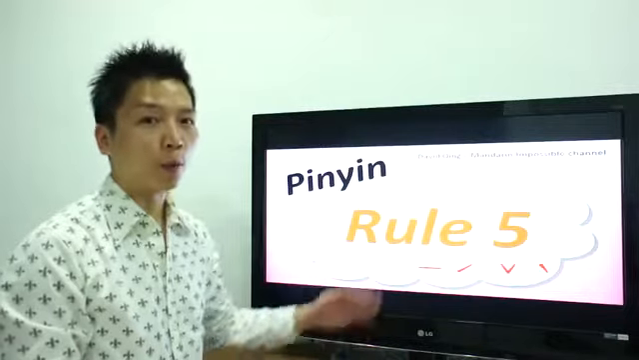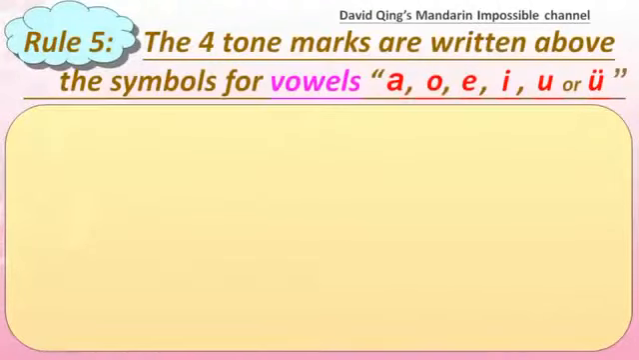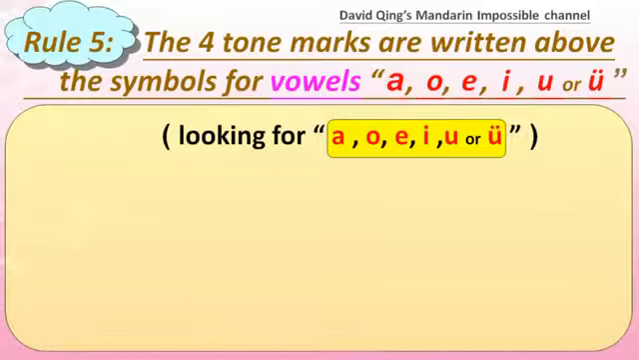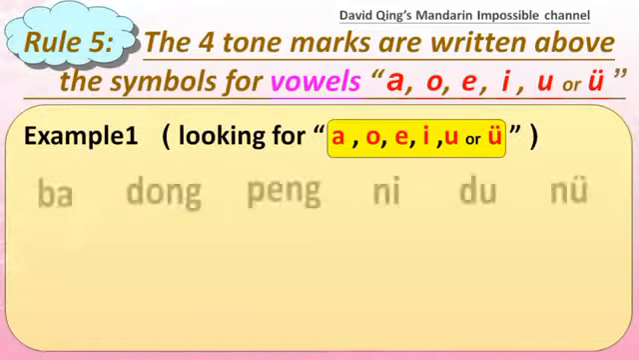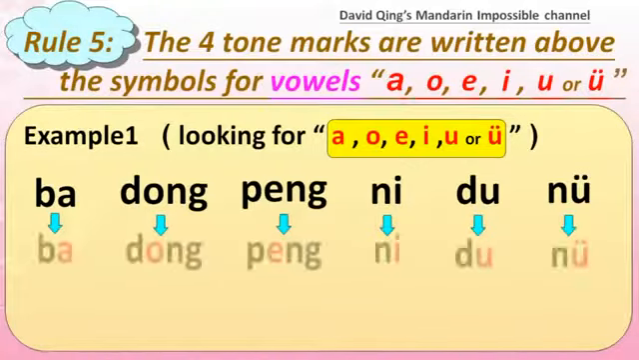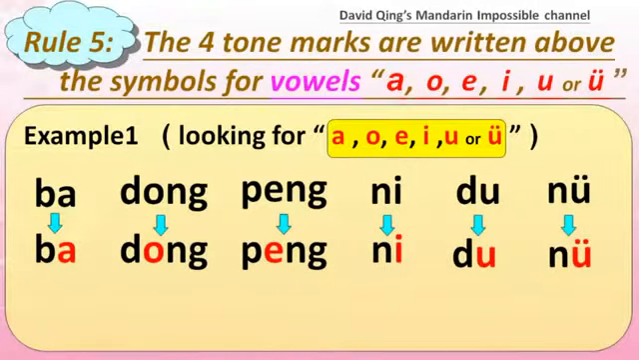Rule 5 tells you where to put the tone marks. First, the 4 tone marks are always written above the symbols for the vowels a, o, e, i, u, or yu. Therefore, before you add a tone mark, you need to look for the symbol a, o, e, i, u, or yu. For example, there are several combinations on the screen. Before adding the tone mark, look for the symbol a, o, e, i, u, or yu on each combination, and then put the tone mark over it.